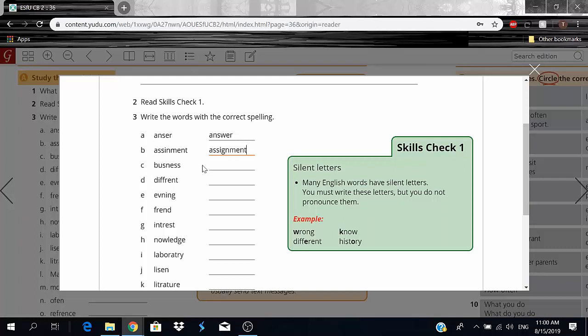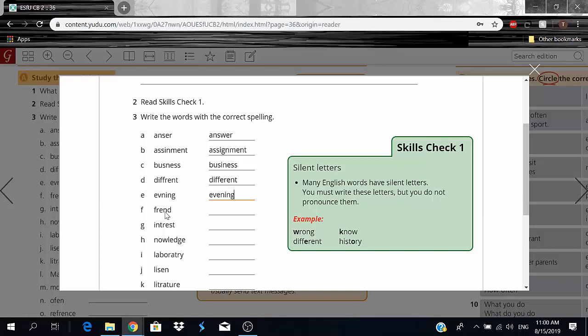So, C, we have business. Obviously, business has a missing I, so business. Different, we just set this one. Here we have it, E as well. So, different. Evening, I'm guessing this is evening. Yes, it is. Evening. Okay.